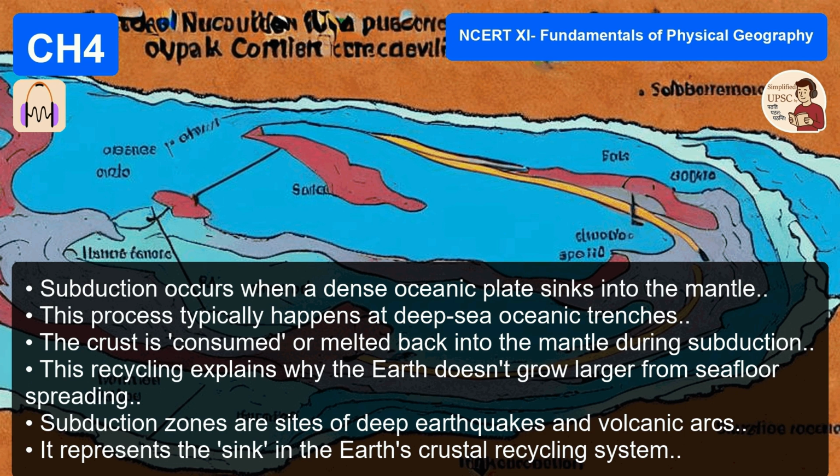But wait, I have a question. If the ocean floor is constantly being created at these ridges and spreading out, shouldn't the Earth be getting bigger? Like a balloon that's constantly being inflated. That's the logical question, isn't it? It's the consumption problem. And Hess solved this too.